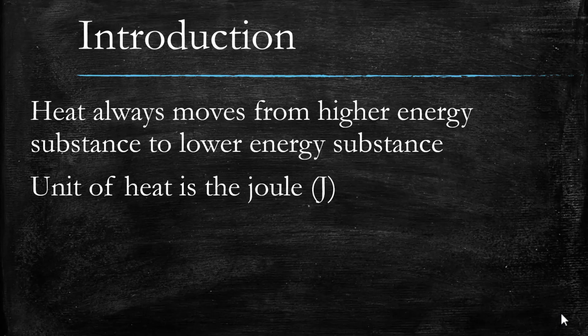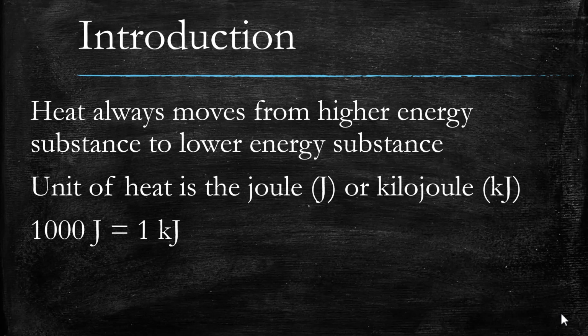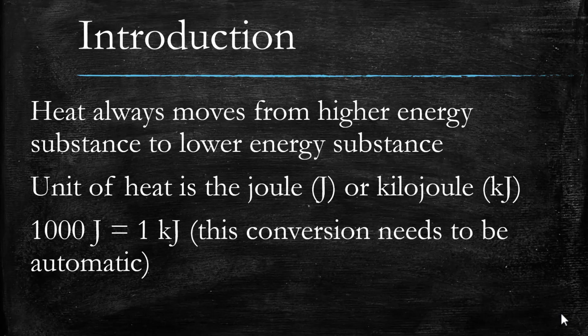The unit of heat in the metric system is the joule or the kilojoule. And since this is the metric system, 1,000 joules equals 1 kilojoule. This conversion needs to be automatic, as we will be going back and forth quite frequently.